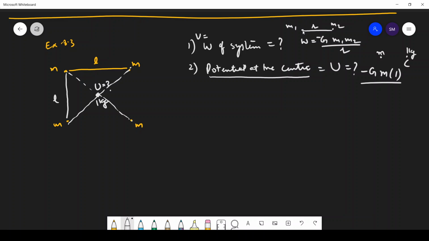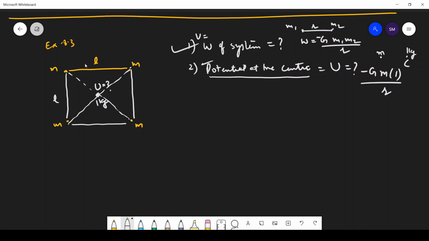So here in the first formula, neither M1 nor M2 was 1 kg. And if one of them becomes 1 kg, then it is a potential. Okay, that is the only difference, students. Now tell me, students, when I will be finding the W for the system, how many combinations will I have?